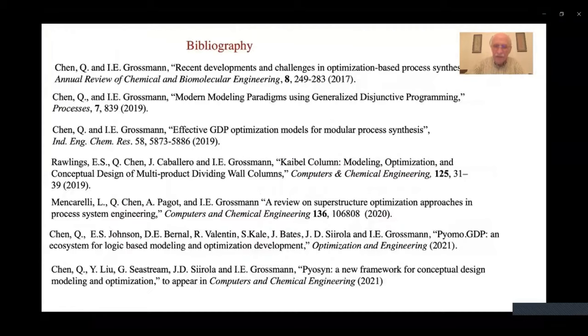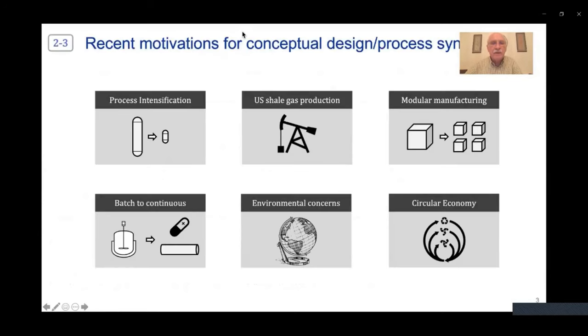The first thing I wanted to mention is that I'm supplying a bibliography that should be useful to you. The last paper is the one that specifically describes the system Pyosyn, which is in press in Computers and Chemical Engineering, so it should be out in a minute. All the other papers give basic background on process synthesis, general ideas on disjunctive programming, and application to modular process synthesis and cable column. I hope these papers prove useful to you, and I think that would be a good complement to the lecture that I'll be presenting today.